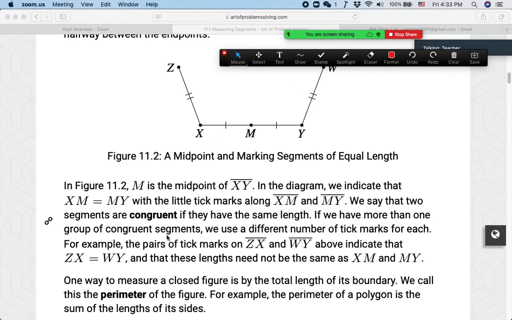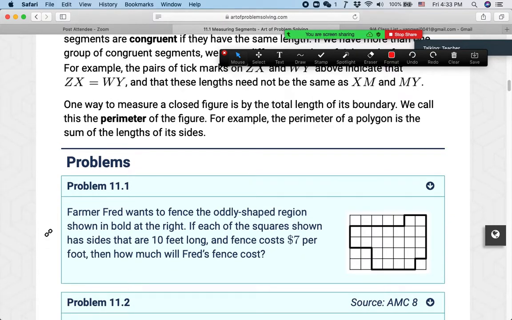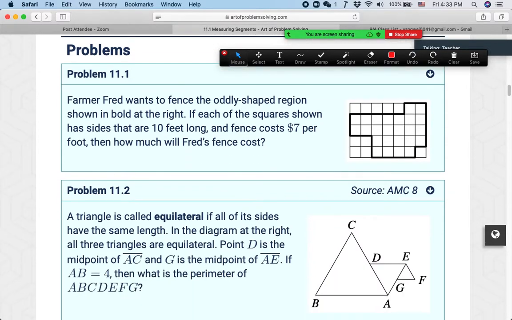Now, let's learn another very important concept called the perimeter. What is a perimeter? Perimeter is, for a figure with a closed shape, the sum of the lengths of this closed shape. We call that the perimeter. Now, let's say the example here.